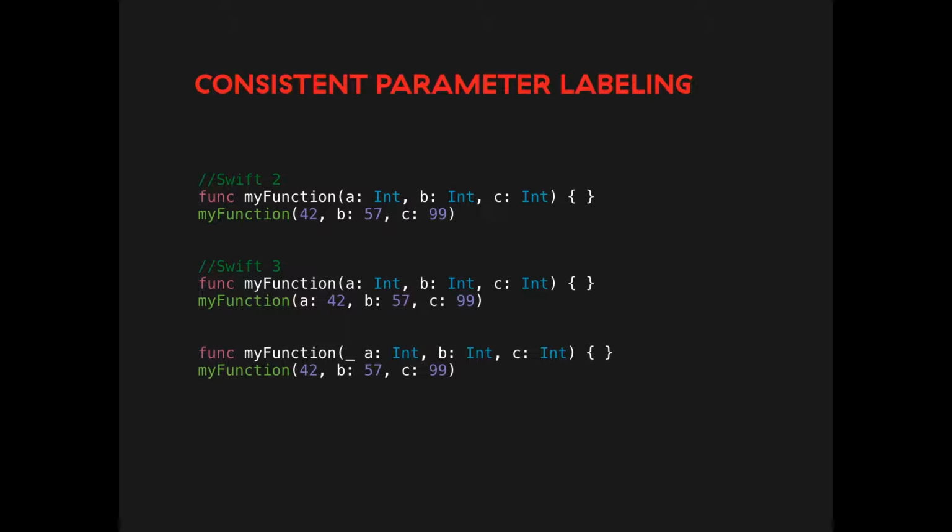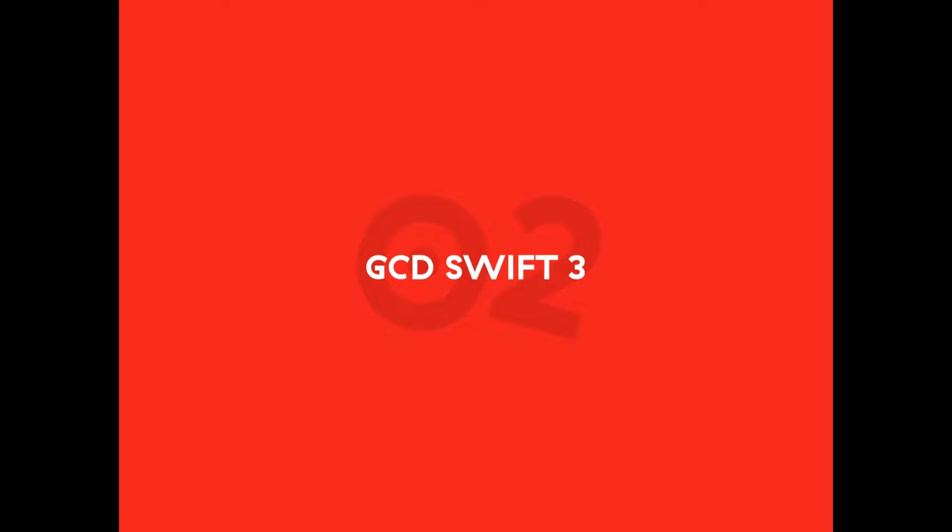Next, we have an example of the consistent parameter labeling. As I said, from now on, your first label will always be visible. If you don't want it, you just add an underscore before your label. And now let's move to Grand Central Dispatch.